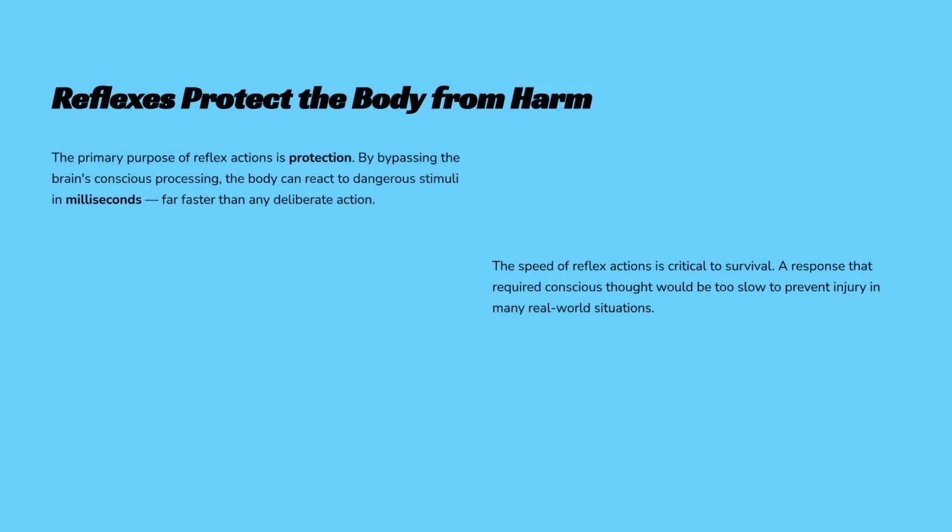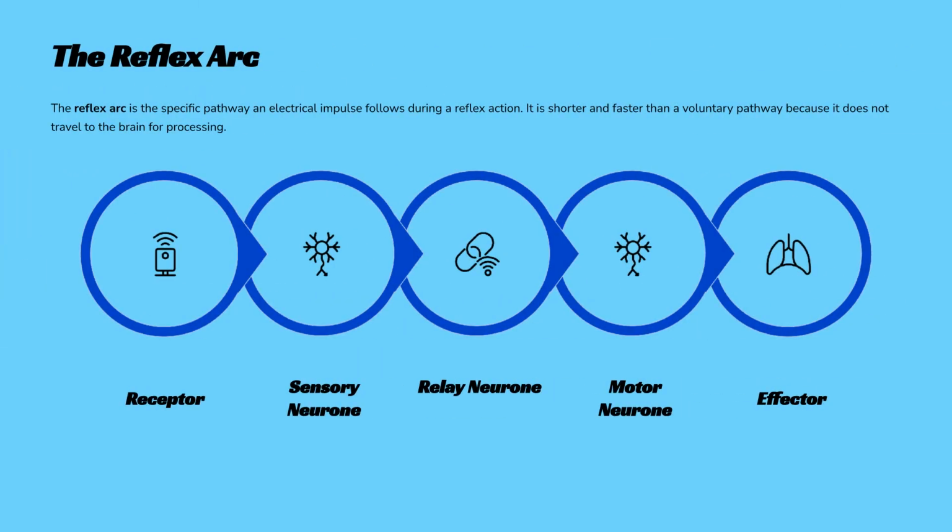Their speed is critical for survival, allowing the body to react in milliseconds to danger, such as withdrawing from a hot object or blinking to protect the eye. Remember, they are both automatic and fast for exams. The reflex arc is the pathway an impulse follows during a reflex action.